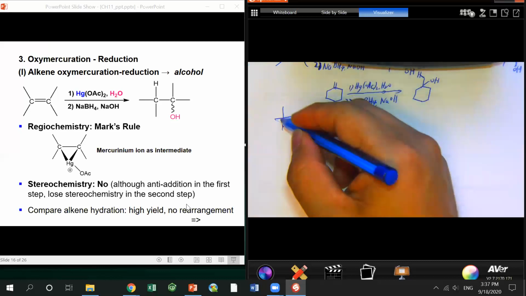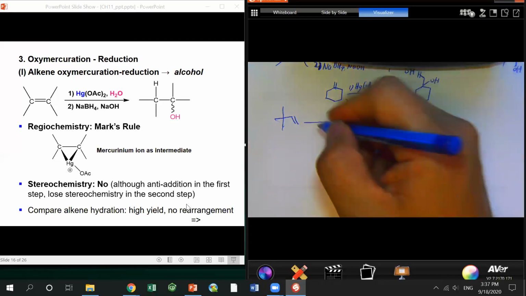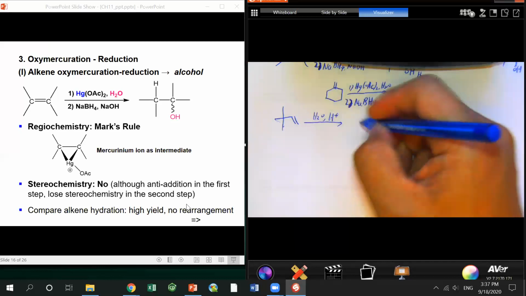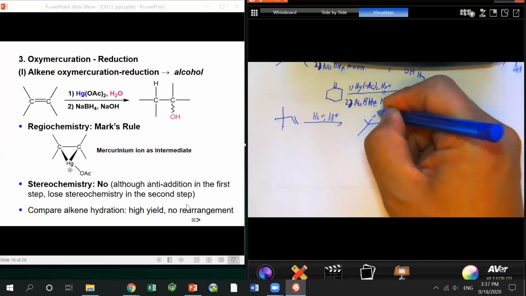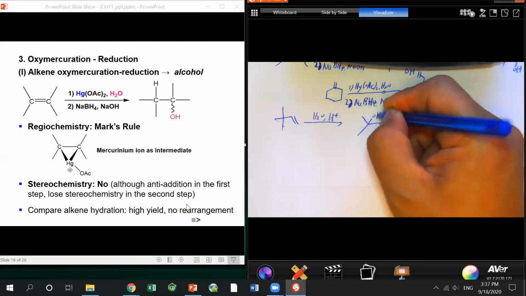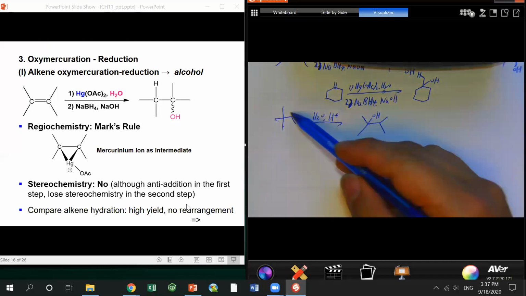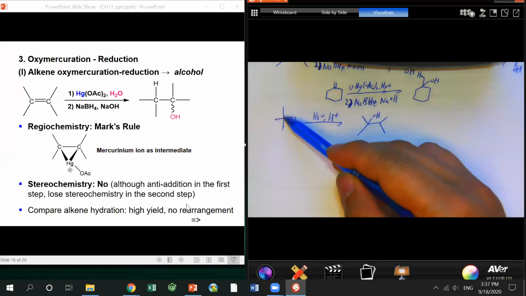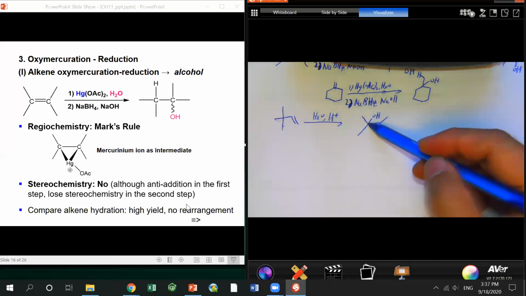For this substrate, remember, if we did acid-catalyzed hydration, the real product would be something like this. We have a 1,2 alkyl shift. The methyl group shifts: you have a carbocation here and a second carbocation next to a quaternary carbon, a 1,2 alkyl shift, and then eventually OH goes here.